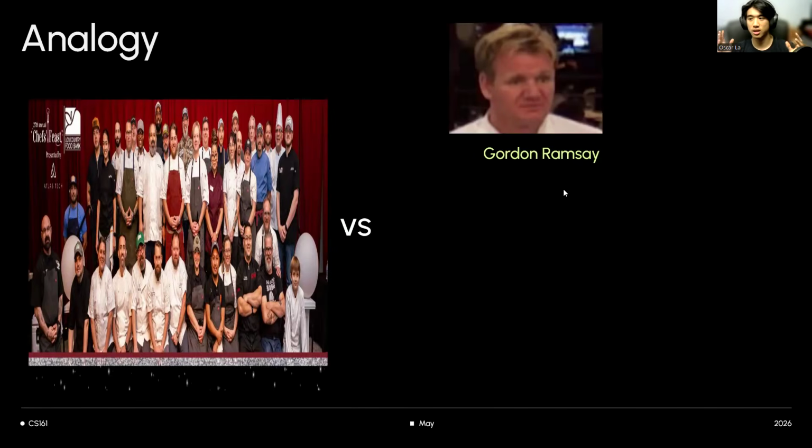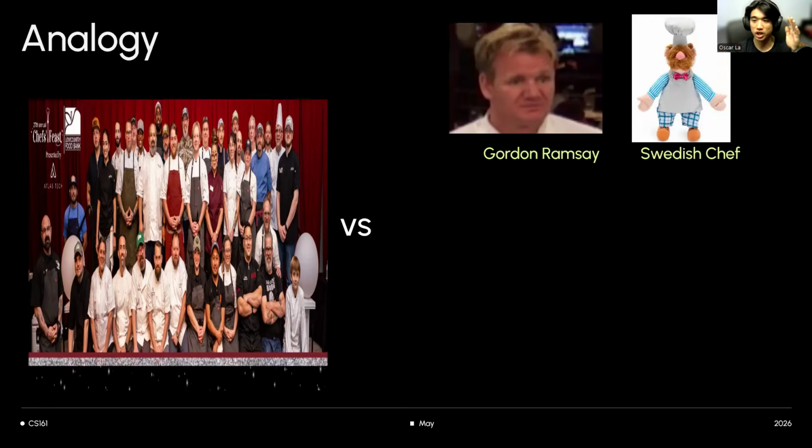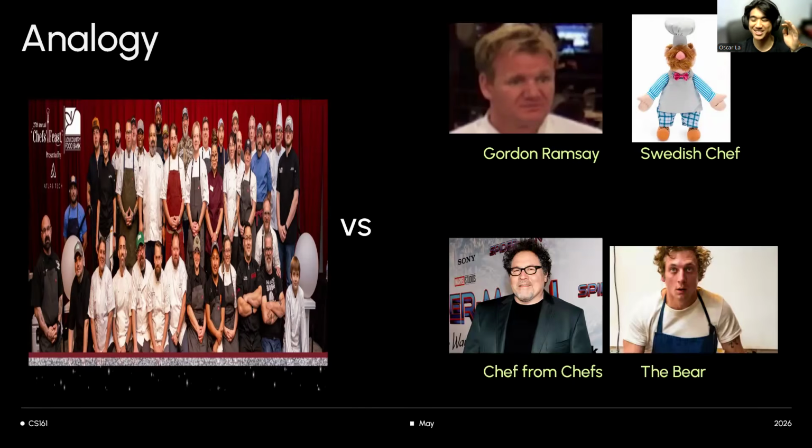And if you don't really understand that very well, I have a better analogy. Suppose we have a bunch of normal chefs on the left side. They're not anything special, and they will represent our GPU. We have a giant team of normal chefs. And to represent our CPU side, we have amazing chefs, highly regarded for their work, very good at cooking fast and good. We have Gordon Ramsay, Swedish Chef, the Chef from Chefs, and The Bear. They will represent our four-core CPU.